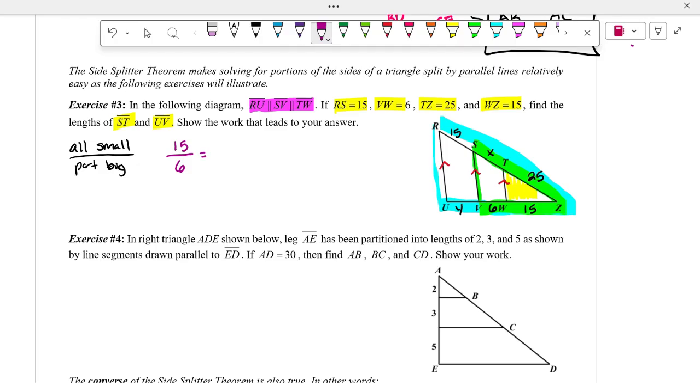Now, on the other side, what's all of my small for the other side? 25. And what's the other part of the big? X. And there's your proportion.